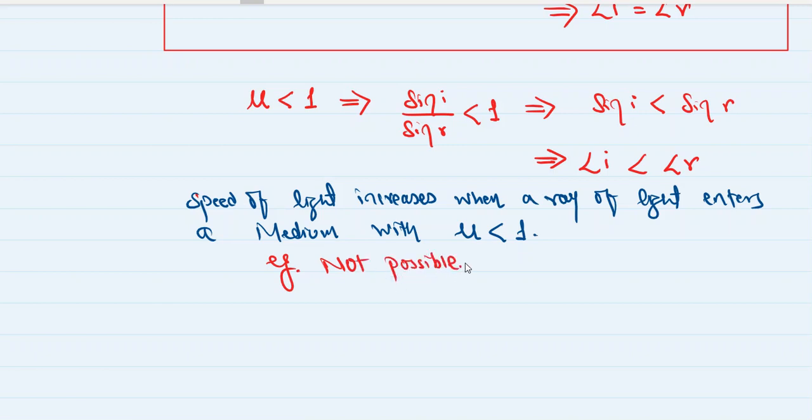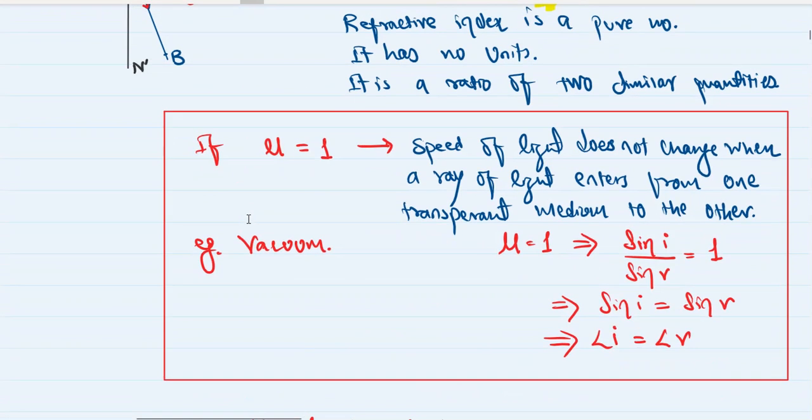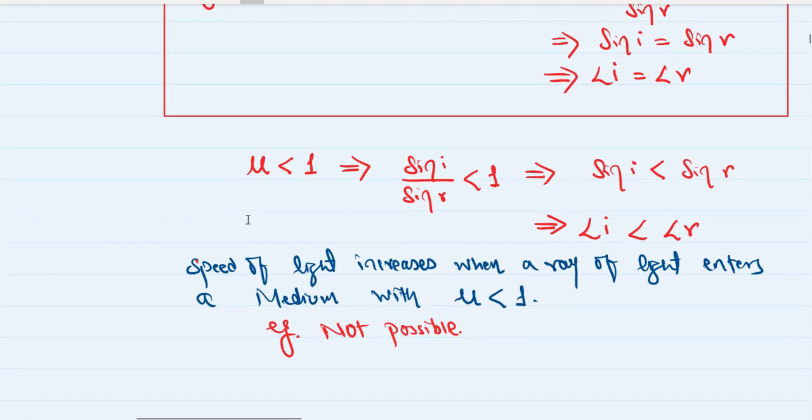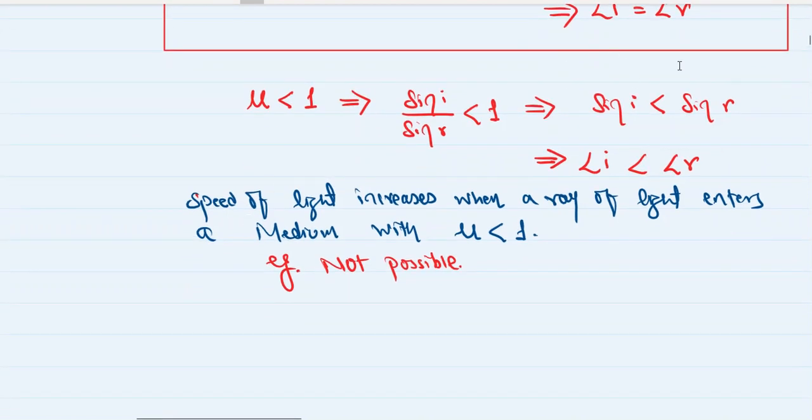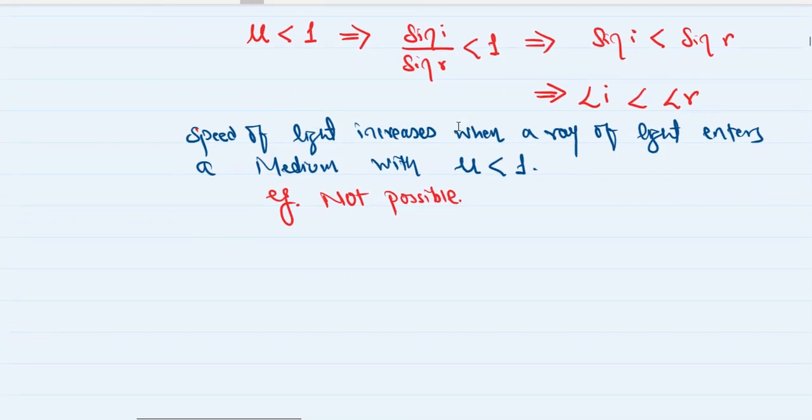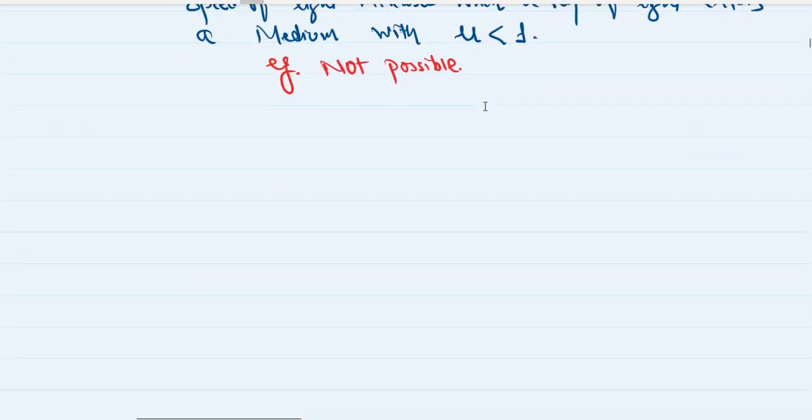Because you know why? Because in vacuum the speed of light has maximum value. So there is no other medium in which the speed of light is more than the speed of light in vacuum. Okay, so this is not possible. This case is absolutely not possible. Okay, what is the next case?